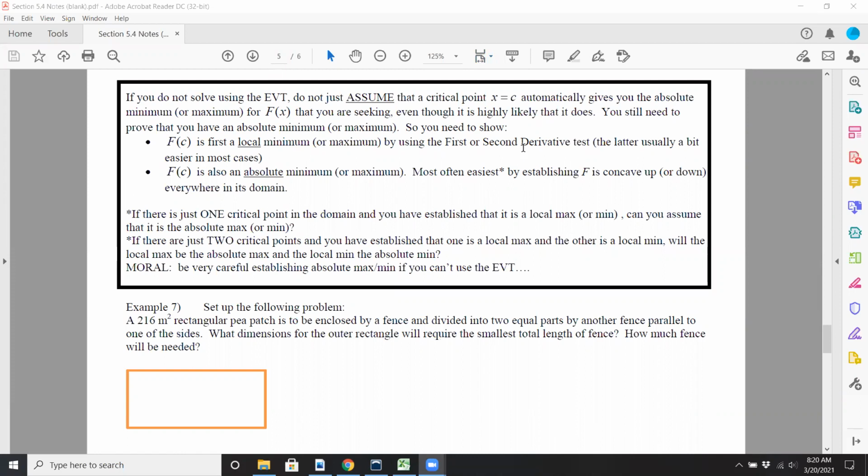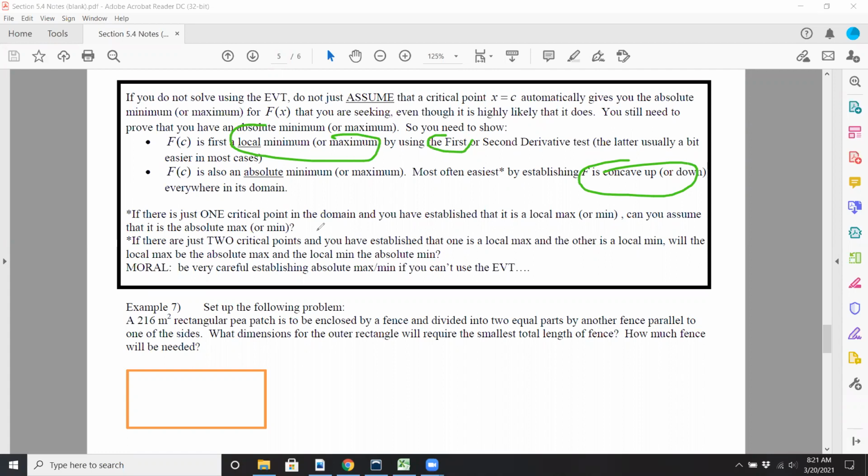I did a first derivative test. For the second derivative test, you find the critical point and then do the second derivative and see that it's concave up or down there. But really, what we want to do is establish whether it's concave up or concave down everywhere in its domain. Personally, I would find the local min or max using the first derivative test, and then establish its concavity. That's going to be the safe thing to do.